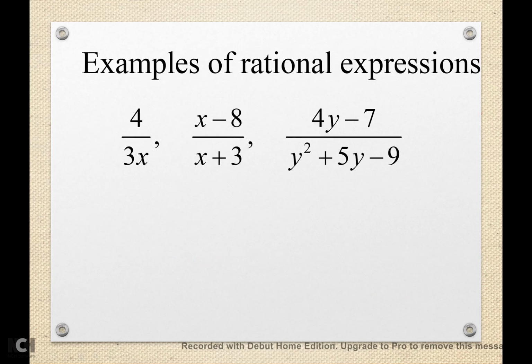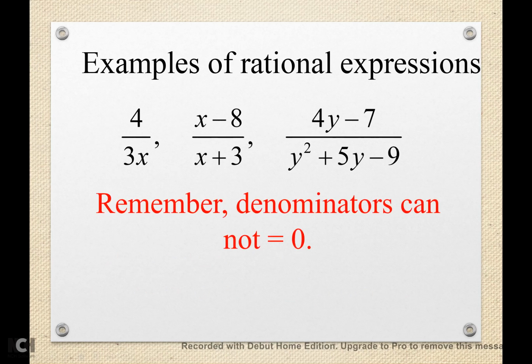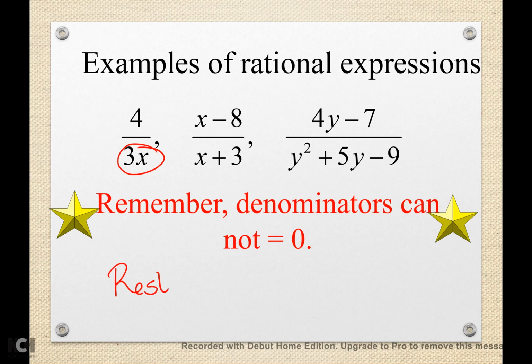Notice that we've got 4 over 3x, x minus 8 over x plus 3. Everything is written like a fraction, and some of these fractions can be factored. One super important thing: a denominator of any fraction cannot equal 0. So we do have to think what values for x could make that 0. And these are known as restrictions. We have restrictions on the variables because we technically don't know what they are.